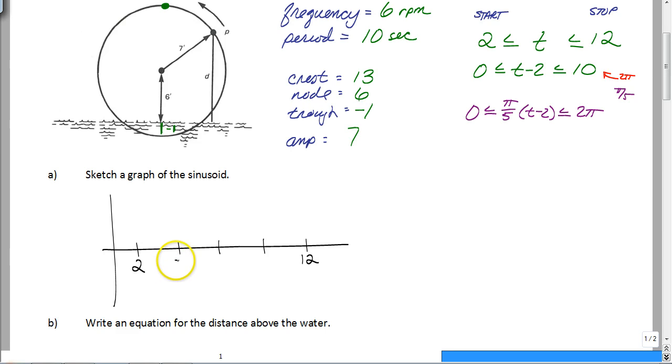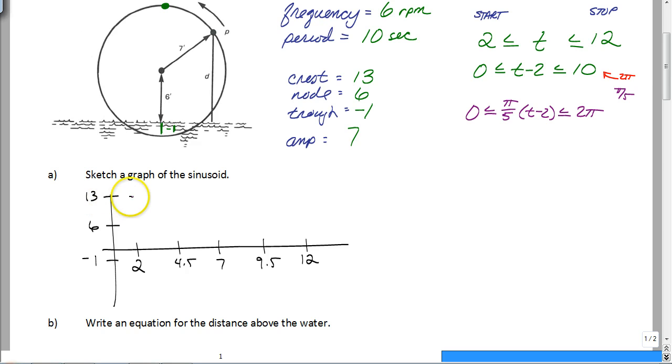So that's going to give you 4.5, 7, 9.5, and then of course add 2.5 more, and it brings you all the way to 12. We have a crest of 13, a node of 6, and we have our trough of -1.